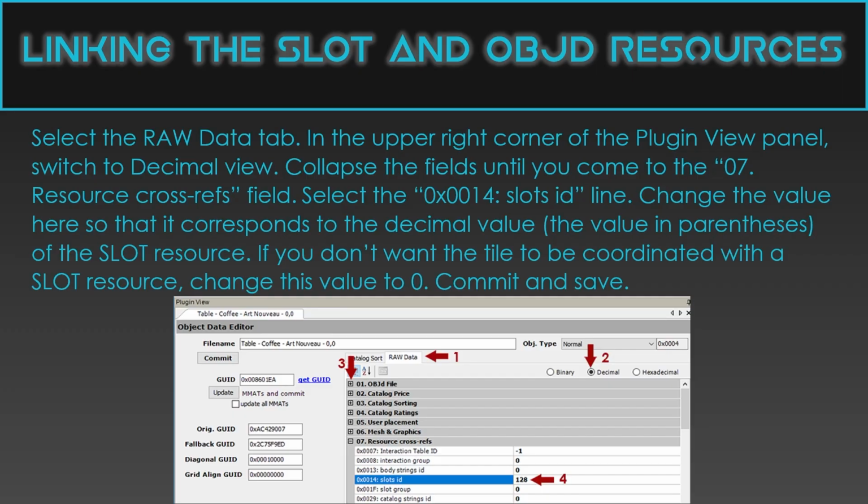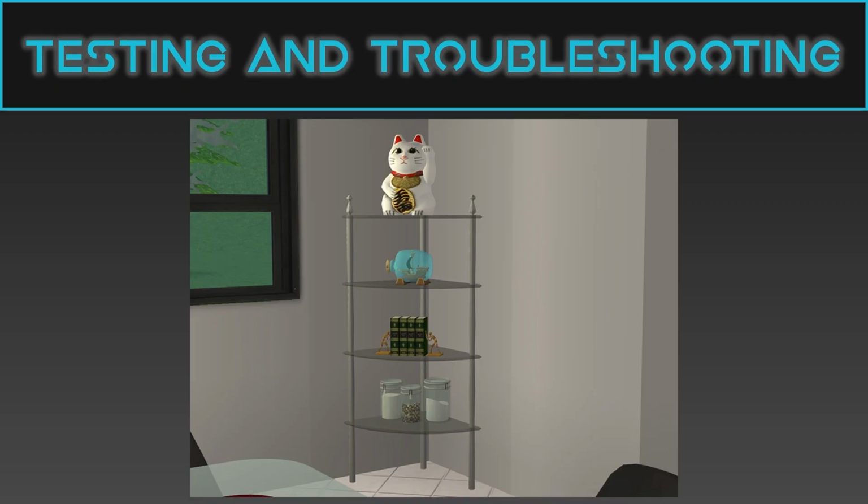So if you want to coordinate it to a different slot than 128, you would make the edit there and then just commit, save, and you're good to go. And then testing and troubleshooting. In this example, I was just making a corner shelf. The actual deco slots are offset 45 degrees on the Y. So when you pop it in game and then pop some deco objects on it, that's what it looks like.